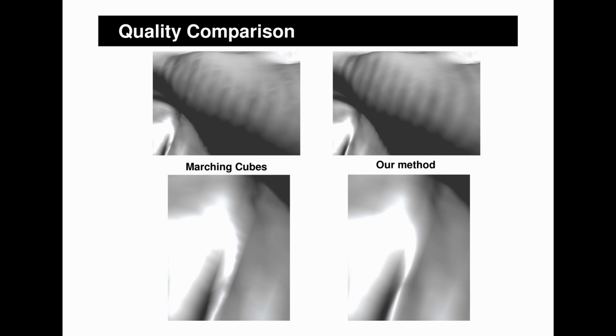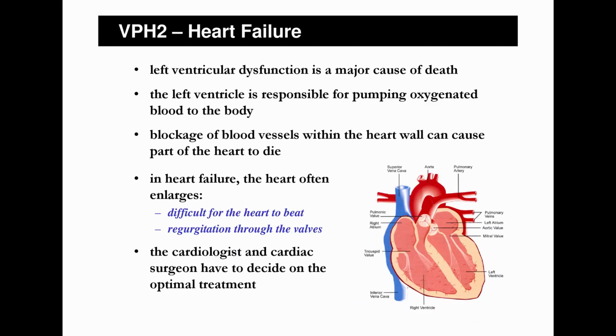So I'll look now at the application areas that we're involved in. First one is VPH2, which is the virtual pathological heart or the virtual physiological human. That's it. So I keep forgetting it. So that's why it's VPH2.